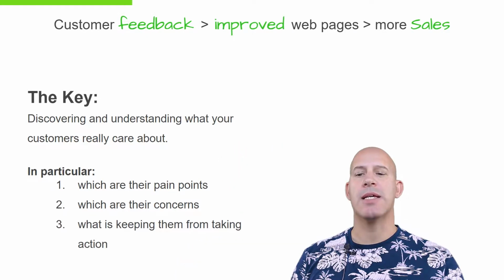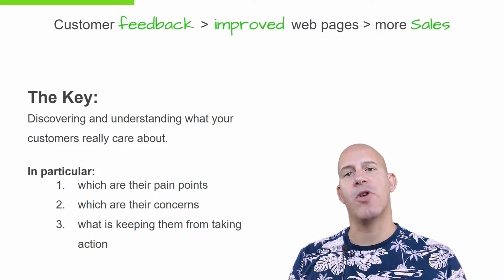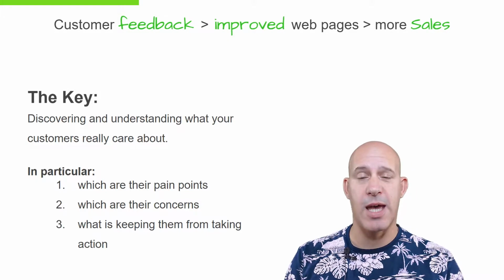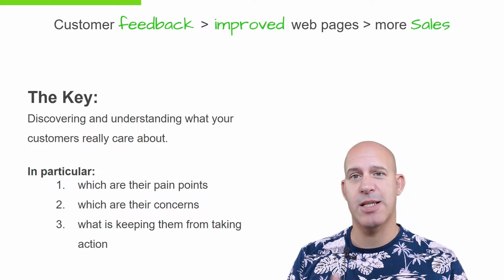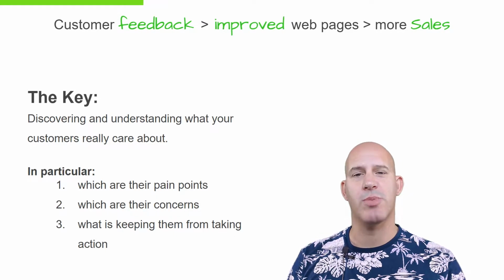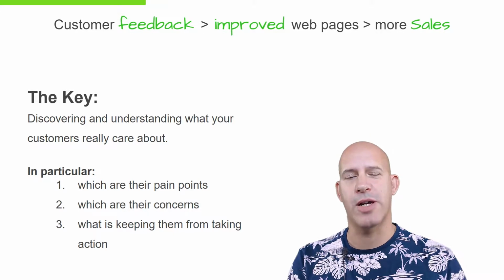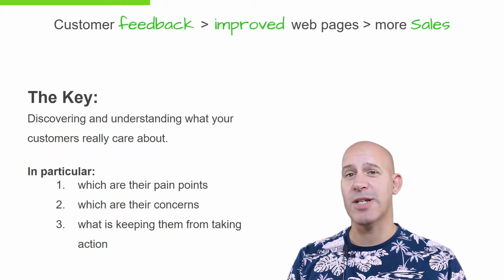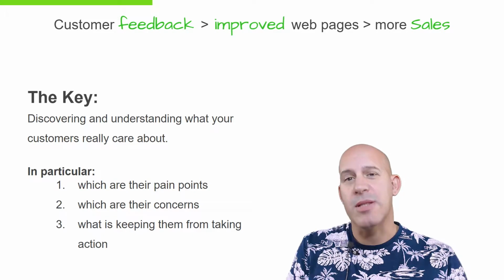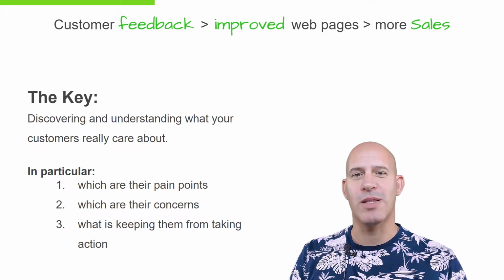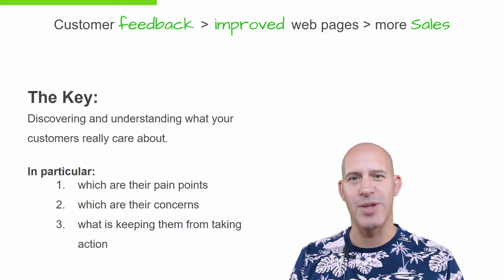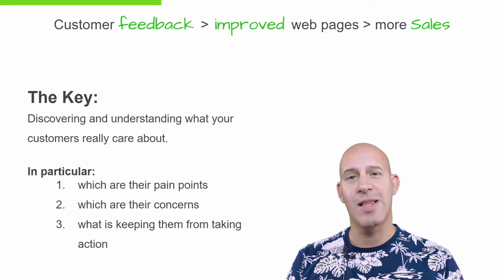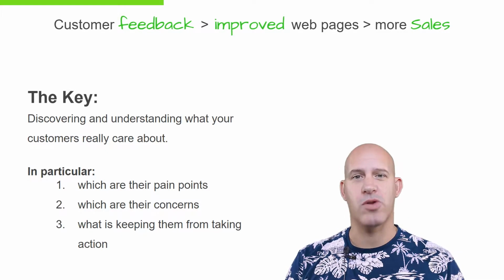And the third point is what is keeping them from taking action, and in particular what is keeping them from buying, okay? This is not necessarily the same as concerns, because it could just be that the payment method you're offering on your website is something they cannot use. So if you don't discover that, you see that people are not buying, but you don't know why. And it has nothing to do with your message, it has nothing to do with your product, they simply cannot buy with the payment method you chose. So even this needs a little bit of investigation to get it right.